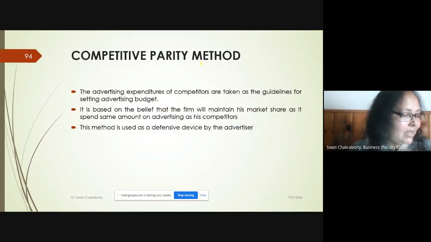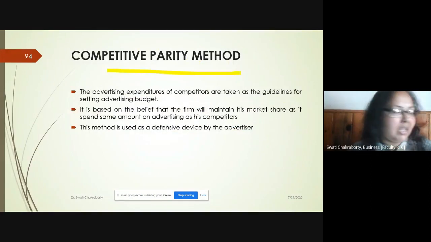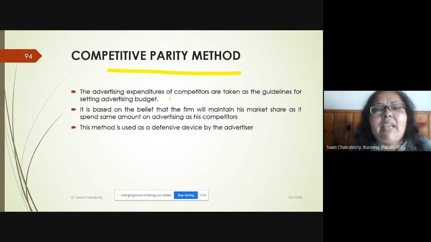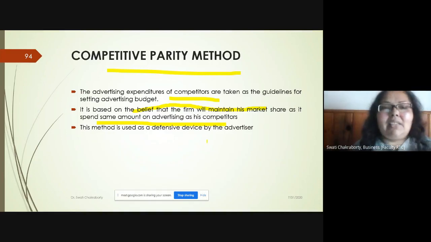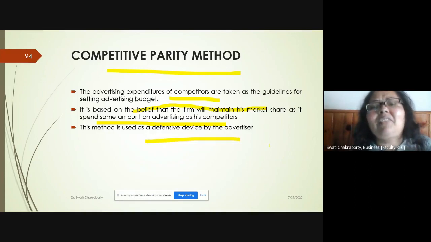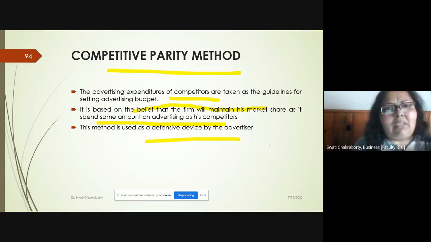Competitive parity method. This is where the advertising expenditures of competitors, competitive comes from the word competitor, are taken as guidelines to set the advertising budget. It basically believes that the firm will maintain its market share if it spends the same amount on advertising as its competitors, because our competitors are able to maintain their position using that budget. So your firm would also be able to maintain with the same budget. So this is basically a defensive method, right? It may or may not happen.